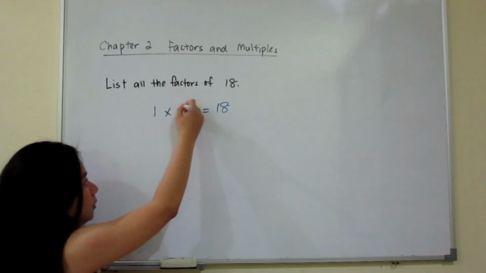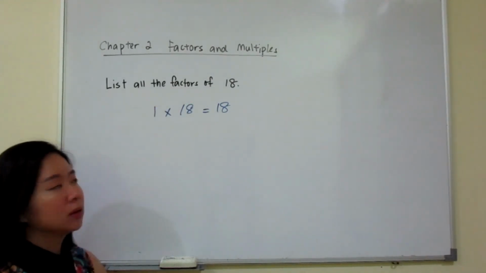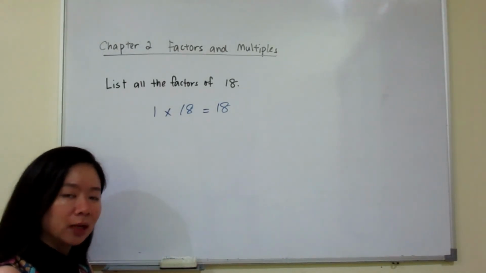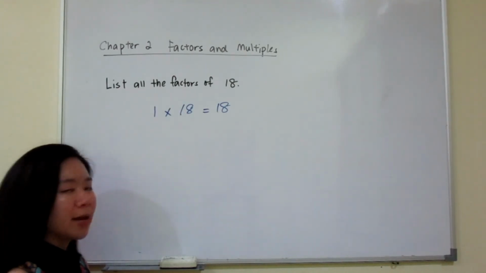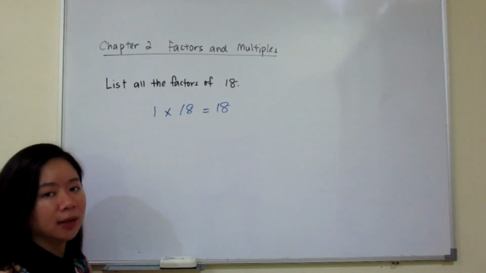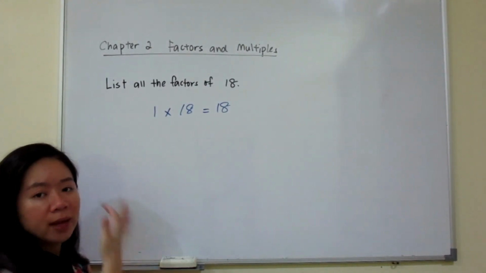That is 18. Okay? So if you can write things like this out, it means 1 and 18 are the factors of 18. Right? Because 18 can be divided by 1, then 1 is a factor. 18 can be divided by 18, 18 is a factor as well. Okay? So we're going to determine more. We need to list all of them out.